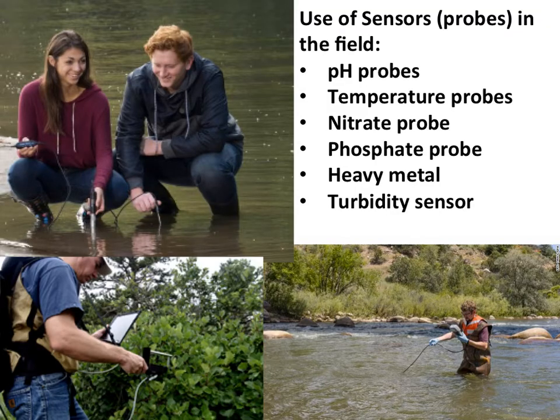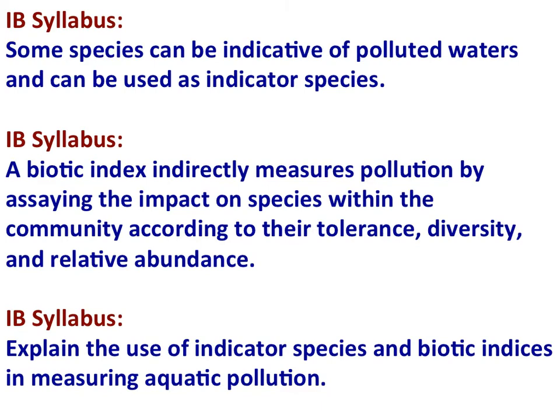Here is a list of various sensors that can be used in the field to measure pollution. So that brings us to these IB syllabus statements. Some species can be indicative of polluted waters and can be used as indicator species. A biotic index indirectly measures pollution by assaying the impact on species within the community according to their tolerance, diversity, and relative abundance. Lastly, explain the use of an indicator species and biotic indices in measuring aquatic pollution.